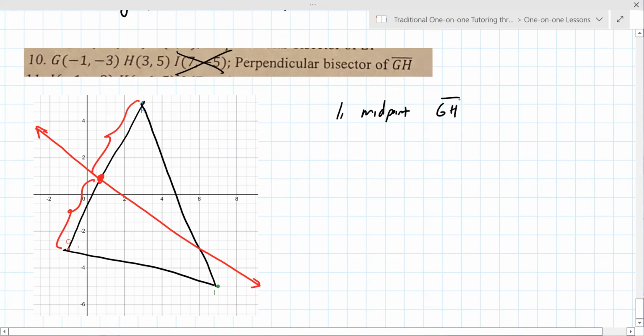Midpoint of G and H. So yes, that would be, I guess, like 1 and 1. Yes. Then you need the slope of G and H.